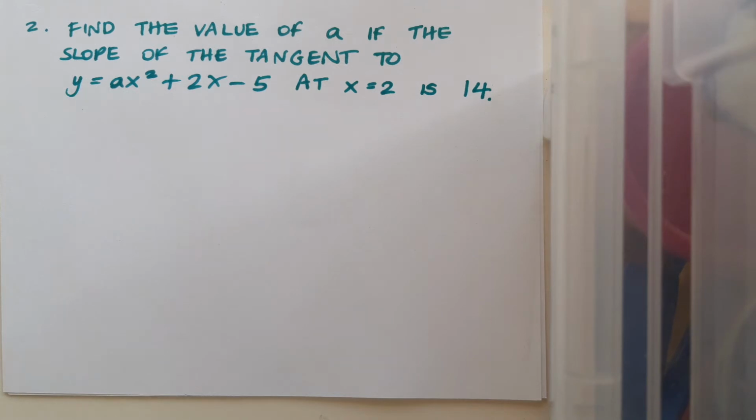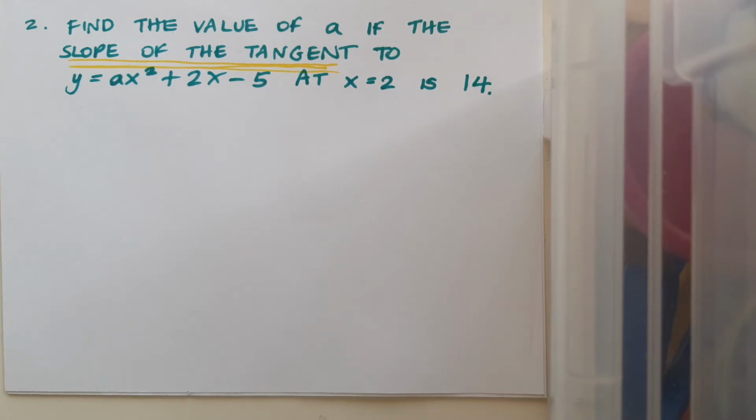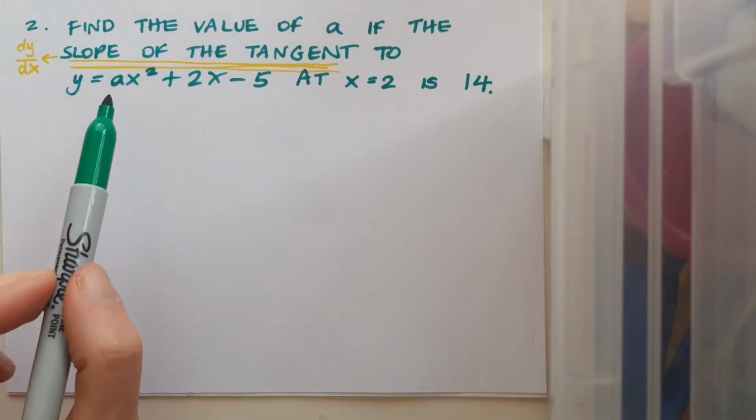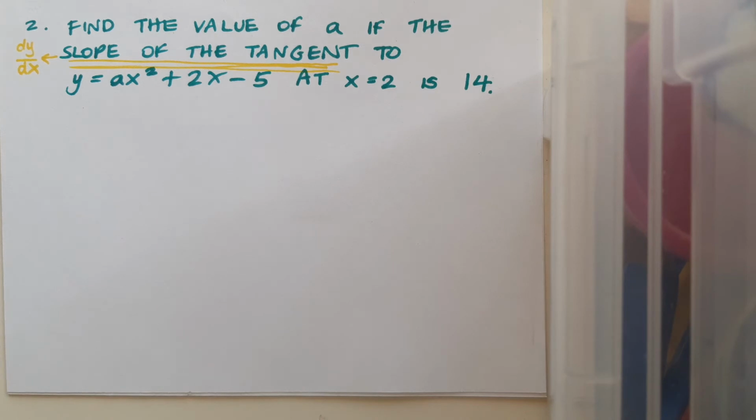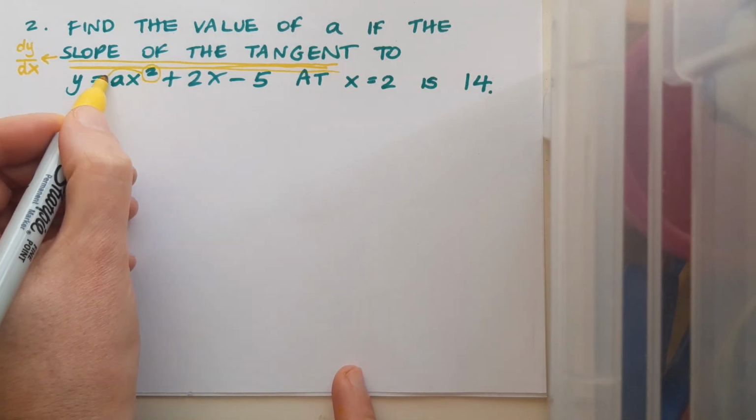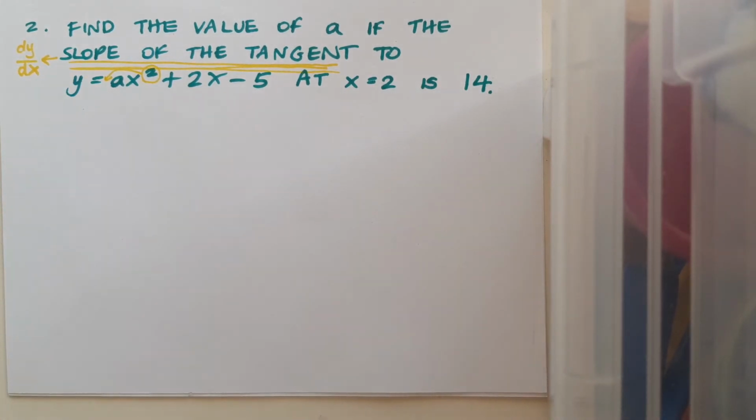So the next question says, find the value of a if the slope of the tangent to y equals ax squared plus 2x minus 5 at x equals 2 is 14. So again, it's important to note here the mention of the slope of the tangent. Straight away that alerts us to the fact that we need to differentiate. So I need to find dy dx, which means I need to differentiate y. Now y looks a little bit funny this time because there's an a in front of the x, but I'll just follow the same rules I've always followed for differentiation. So I know if I've got a power, the power will come in front and multiply by the coefficient. That still works here. So in this case, dy dx equals 2ax plus 2.